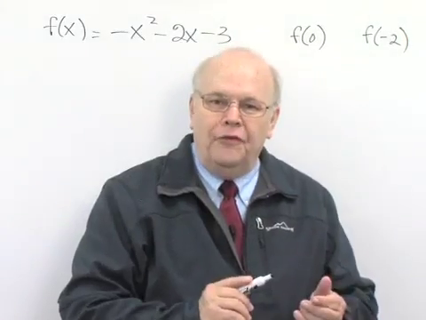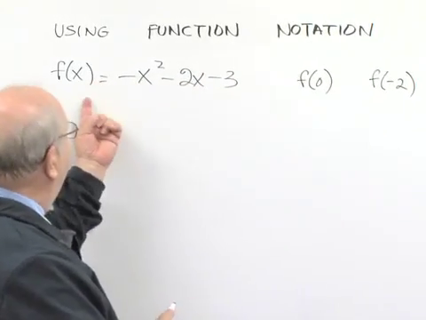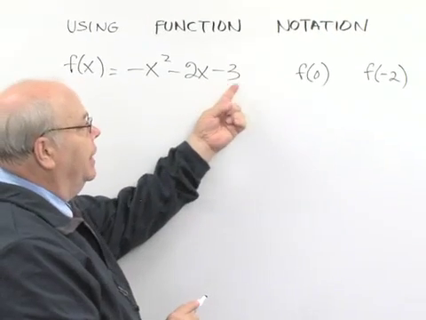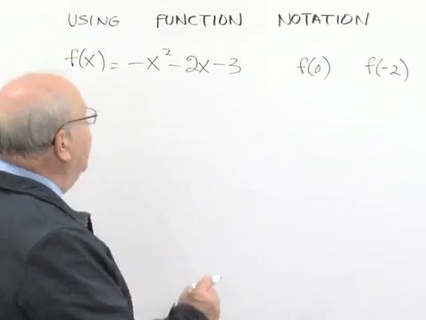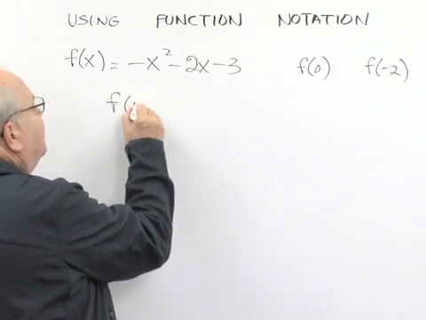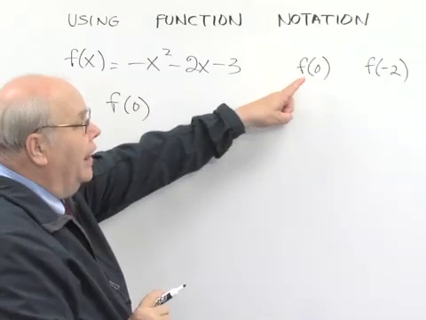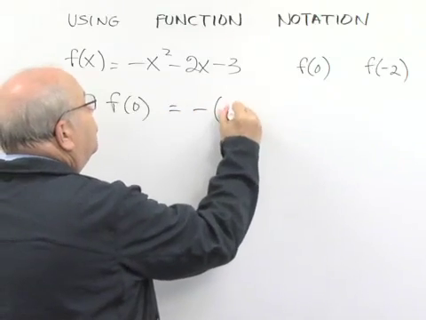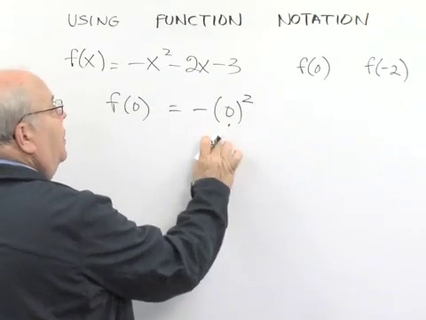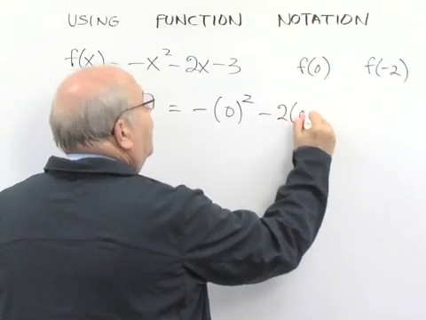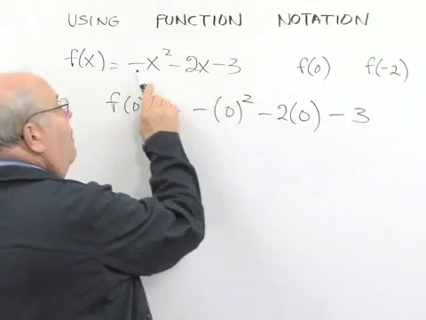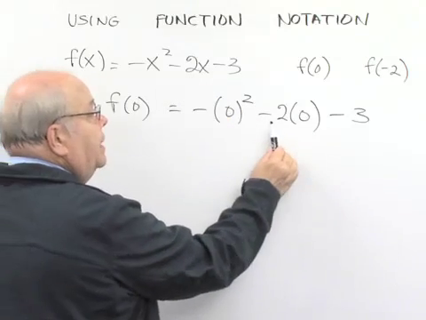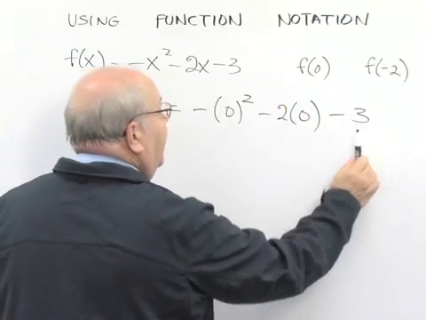Here we have a functional expression f of x equals minus x squared minus 2x minus 3. For our first problem, we need to evaluate f of 0. What is the function value if x has the value 0? So we're going to replace x by 0 in each part of the expression. Minus x squared is minus 0 squared. Minus 2 times x is minus 2 times 0, and then minus 3.